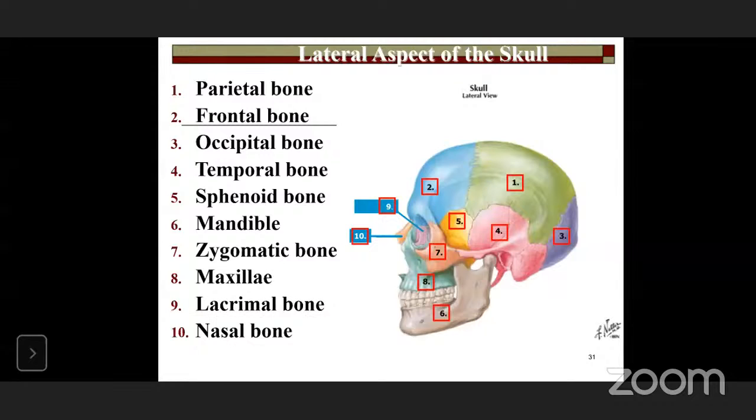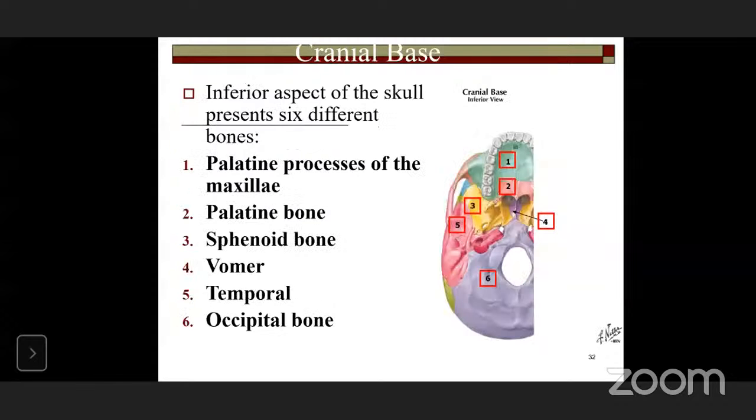These are all the norma lateralis: the lateral aspect, the bones you can see from the skull. And the cranial base, the inferior aspect of the skull, presents six different bones. You can see here the palatine process of the maxilla. This is the part of the maxilla, but the process attaches to the palatine, so it is called the palatine process of the maxilla. The second one is the hard palate, a combination of the palatine process of the maxilla and also the palatine bone. The second one is the palatine bone.